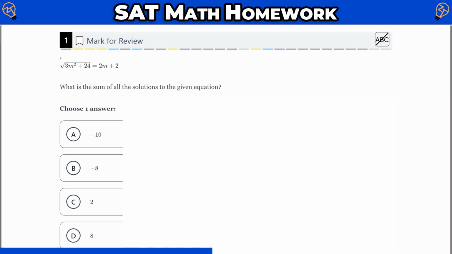So what you would do is you'd go ahead and square both sides so that you can undo the square root. On the left side, we can see the square and the square root are just going to cancel, and you'll be left with 3x squared plus 24.